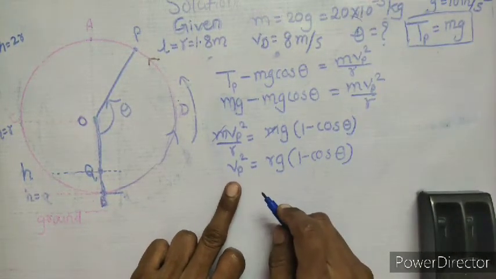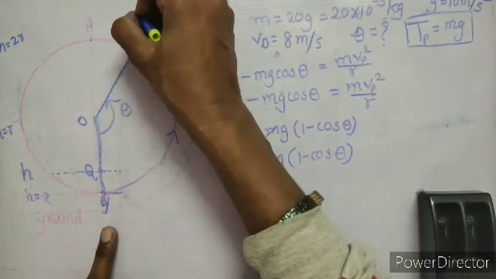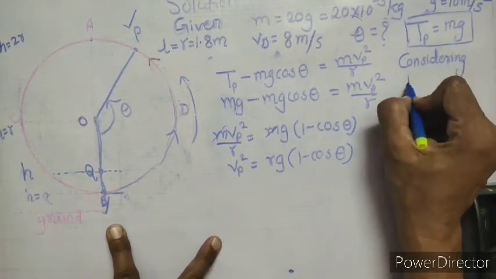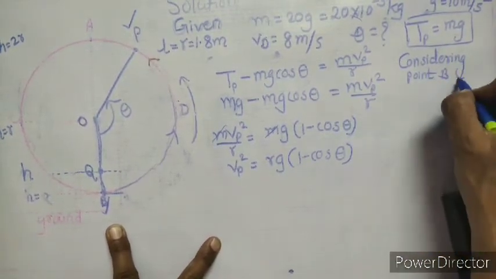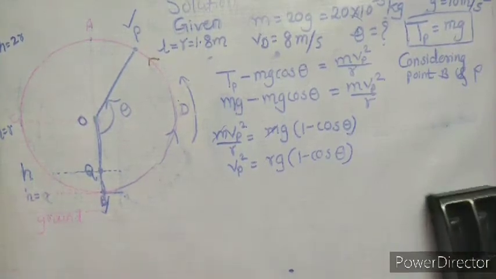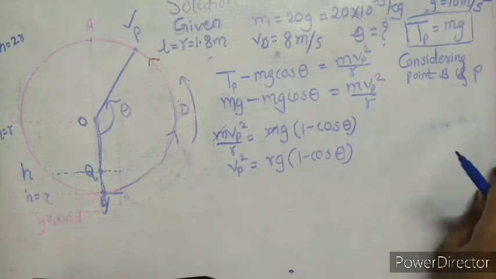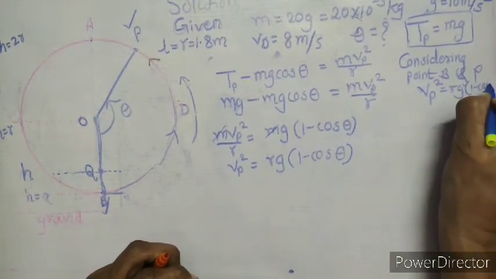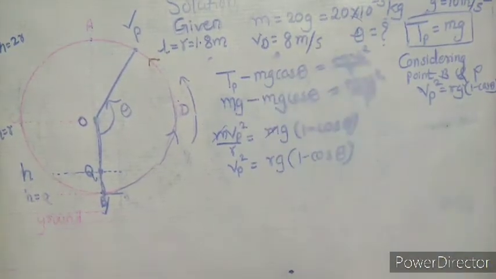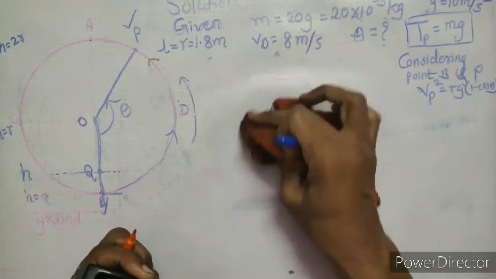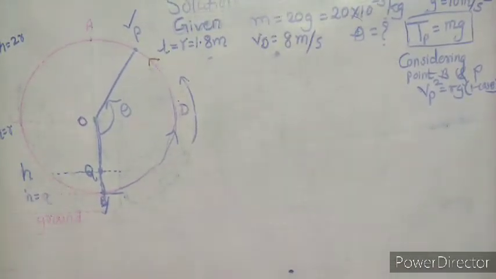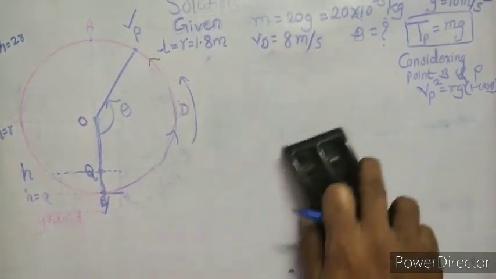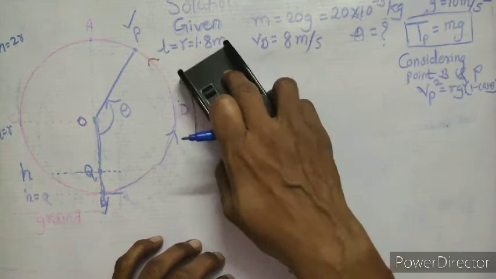Now again the law of conservation of energy we have to use, and we consider the points B and P. So for that we have to use VP. Here VP square we write as RG (1 minus cos theta), because we have to use it. And here the law of conservation of energy again we have to use, so that the practice also will be there for the law. So you have to practice it like this. In 2 or 3 problems you have to use this law of conservation of energy.